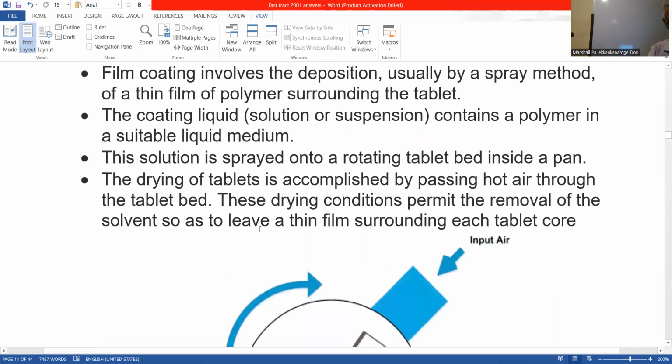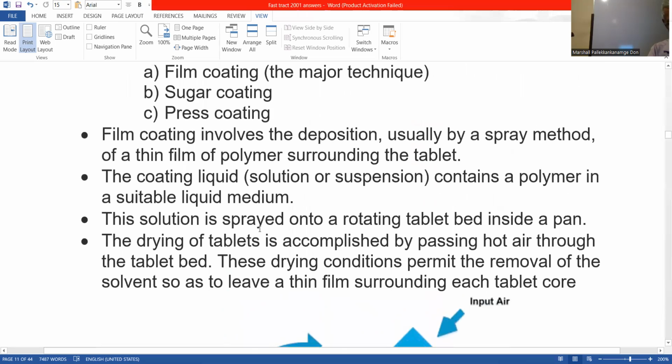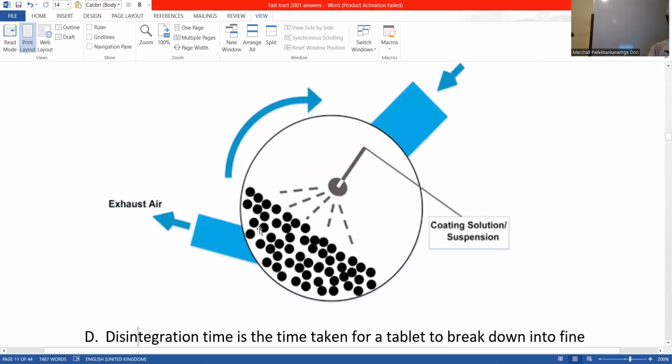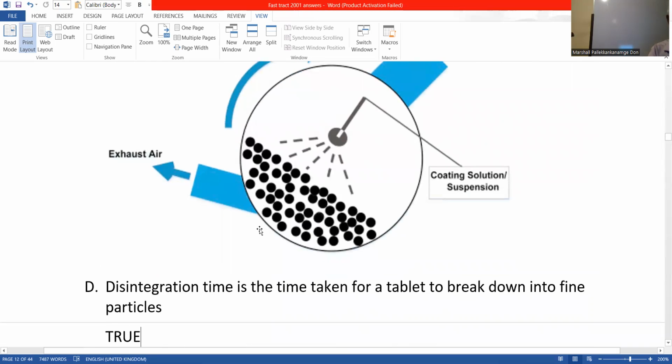So this is how the coating is done in the pan. Coating solution is sprayed on the tablets while the pan is rotating. It is like a concrete mixer.